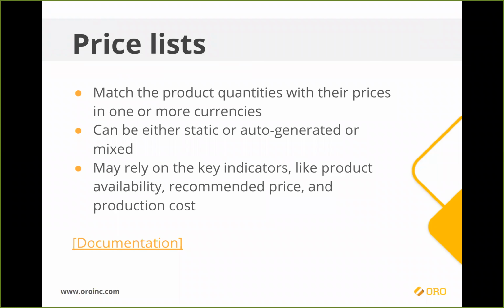Price lists can be either static, entered manually, imported from a CSV file, added in some other way manually, or it can be auto-generated. In this case, it can be generated automatically based on some kind of parameters or rules we can see a little bit later. Or we may also have a mixed price list where we have both static and auto-generated prices. Price lists may rely on key parameters or indicators like product availability, recommended price, production costs, and so on. Again, we are going to see most of these customizations a little bit later in the scope of this topic.